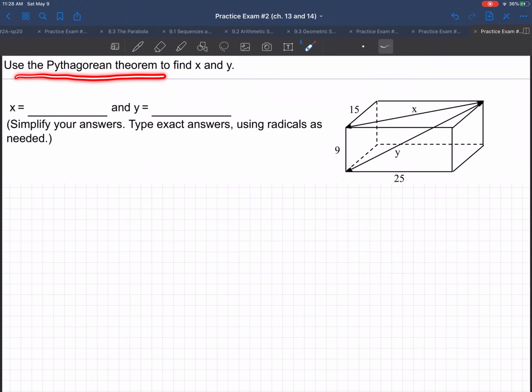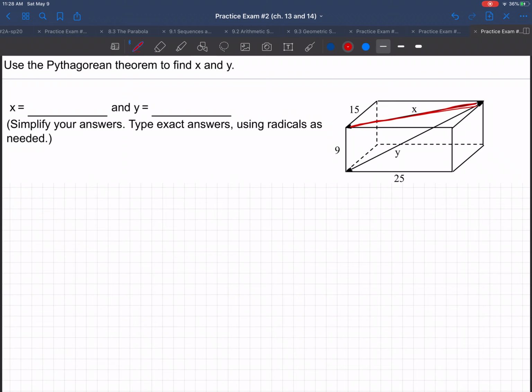Use the Pythagorean theorem to find x and y. All right, so how do we find x and y? Let's start with x. We want to find x here, which is the, we got this trunk. It looks like a big trunk or something.